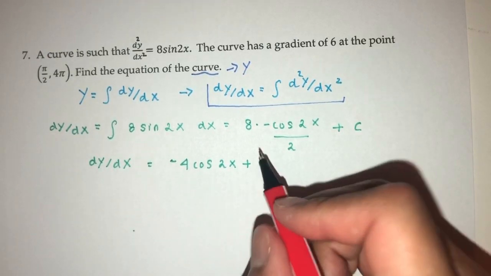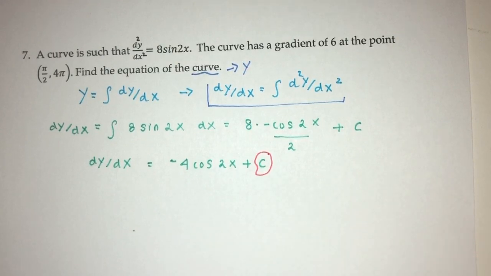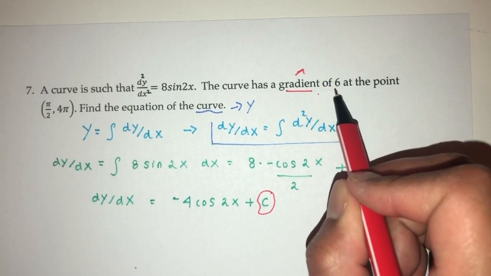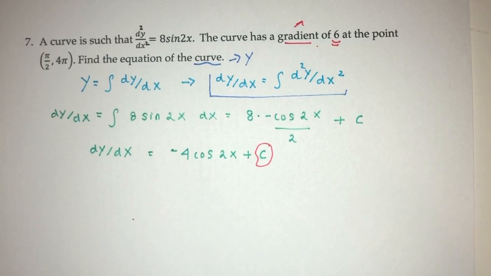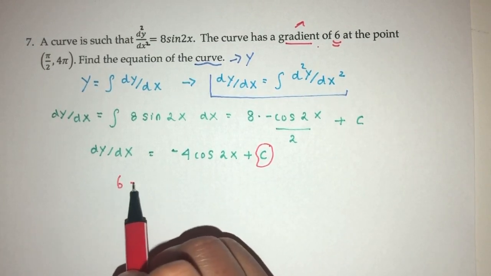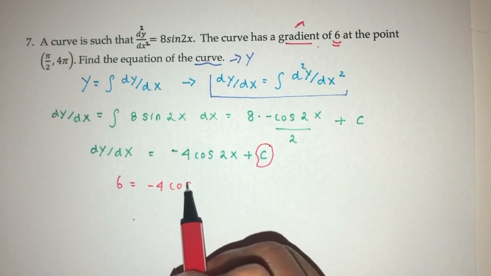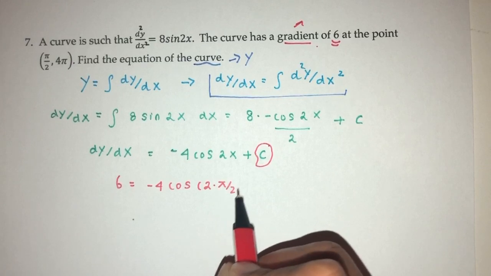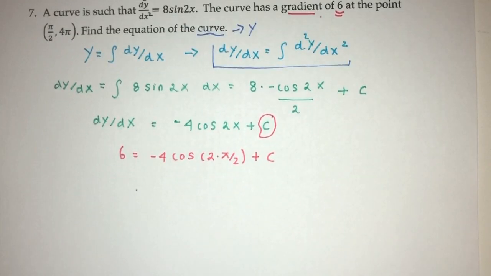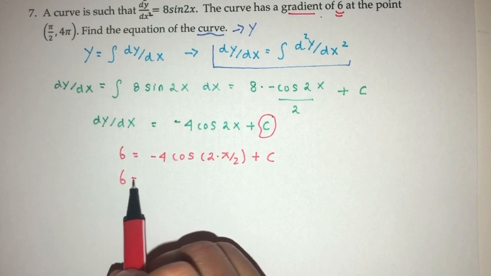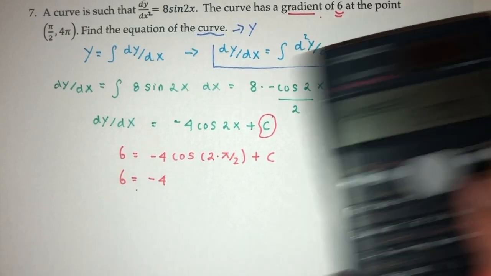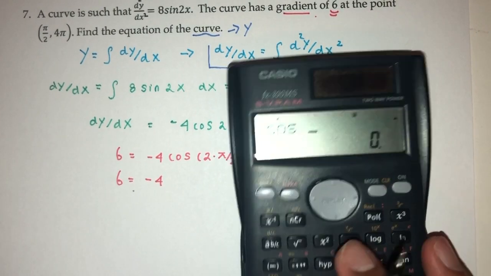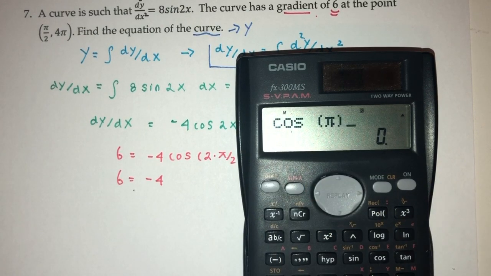Now we have to obviously find the value of c. As you can see, we have been given information here. The curve has a gradient, which is dy by dx, of 6 at this point. So we have to use that. dy by dx is 6 when the value of x is pi by 2. So here we have 2 times pi by 2, plus c, sorry, so 6 equals minus 4 cos of 2 times pi by 2, plus c. Now we have to simplify. Here we have to use radians because the angle is in pi radians. That'll be cos pi, that will be minus 1.